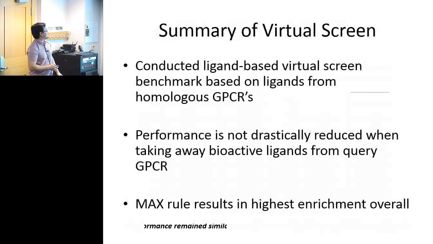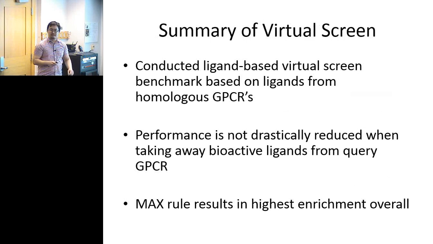So essentially, that's really all I have for this part here. A quick summary of the virtual screen here is that I was able to conduct the virtual screen, and I'm not sure if you can call it a benchmark, but it's based on ligands from homologous GPCRs, right? Performance is not drastically reduced after you take away all your reference compounds in your ligand profile, and the max rule seems to perform really the best so far. So that's kind of cool.